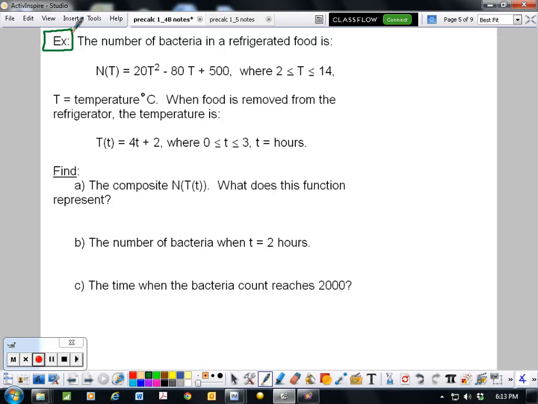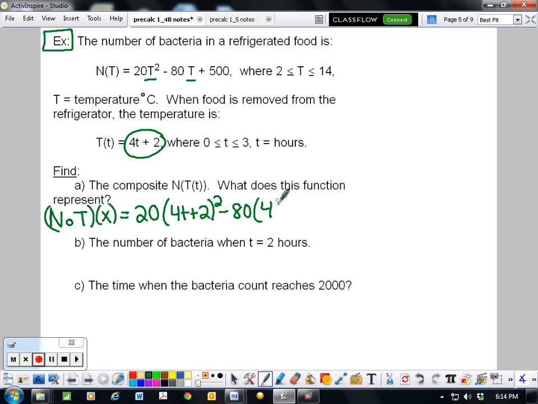And so what we're going to do now is find the composite N of T of t. And they want to know, what does this function represent? So first thing we're going to do is the composition. We're going to plug this into wherever there's a T. And so we'll have 20(4t plus 2) squared minus 80(4t plus 2) plus 500.